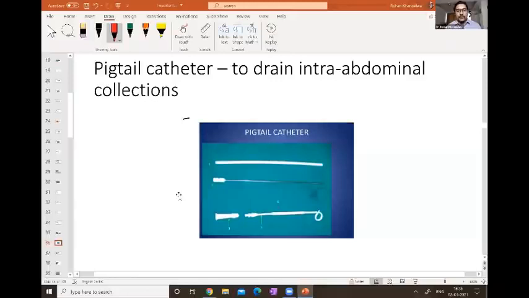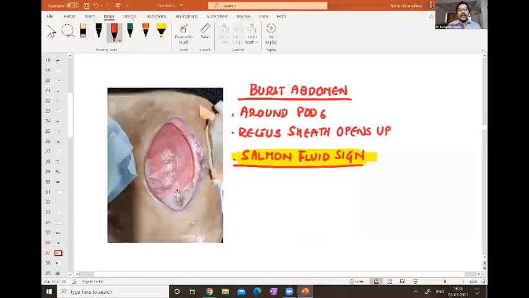This is burst abdomen. Burst abdomen is when the rectus sheath wound opens up. And this occurs around day 6. And you get a salmon fluid sign. Salmon fluid sign is when pinkish fluid comes out of the wound. That is a sign of burst abdomen.